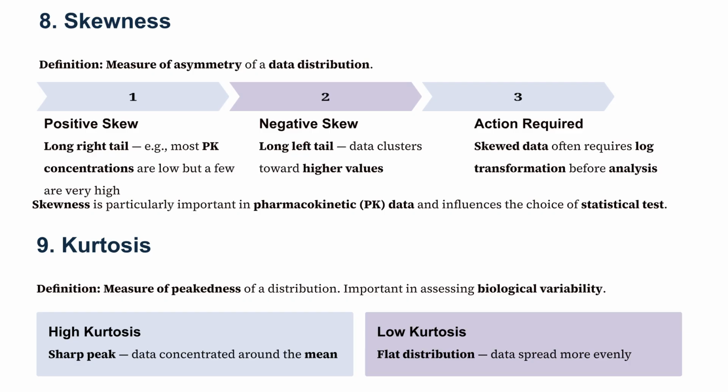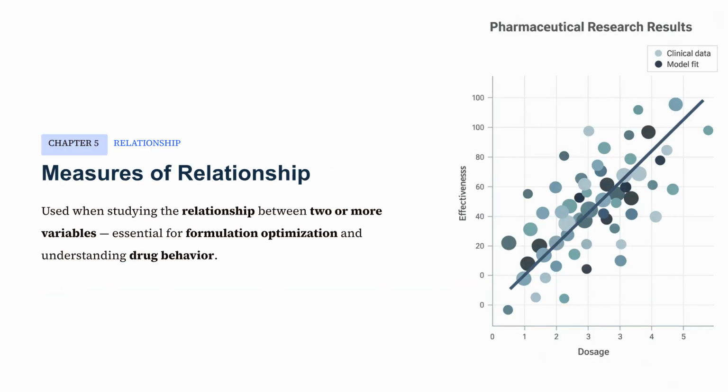Skewness measures asymmetry. Positive skew has a long right tail, and negative skew has a long left tail. Skewed data often requires log transformation before analysis, especially in pharmacokinetic data. Kurtosis measures peakedness, important in assessing biological variability. High kurtosis means a sharp peak, and low kurtosis means a flat distribution. Chapter 5 focuses on measures of relationship.